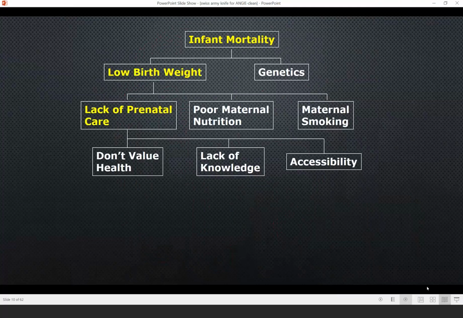All right, so we kind of decompose or deconstruct this idea and think about the fact that, okay, if lack of prenatal care, when we examine these characteristics, is the thing in our community that seems like it might be driving low birth weight and therefore infant mortality, what is it about the lack of prenatal care? Is it that people don't value health? And I don't mean that in a judgmental way.